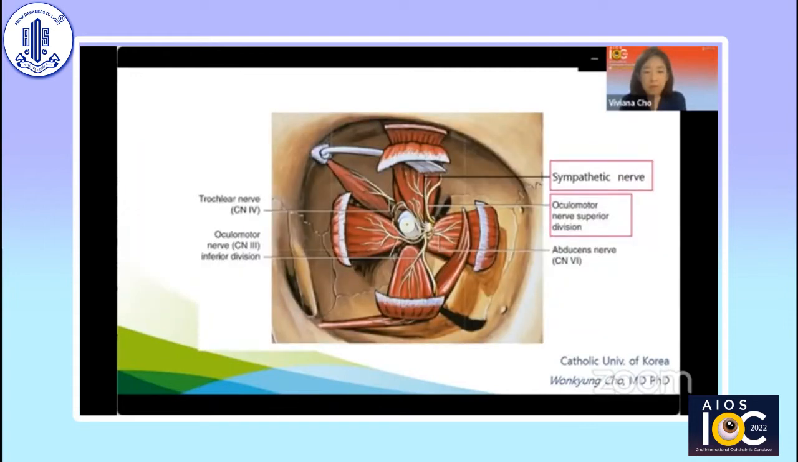Next, let's take a look at the nerves. The third cranial nerve, the oculomotor nerve, arises in the midbrain and passes the cavernous sinus. It enters the orbit from the cavernous sinus through the annulus of Zinn as two branches. The superior branch innervates the superior rectus and the levator muscle. The inferior branch sends fibers to the inferior rectus, medial rectus, and the inferior oblique. And the sympathetic nerves innervate the Mueller's muscle.